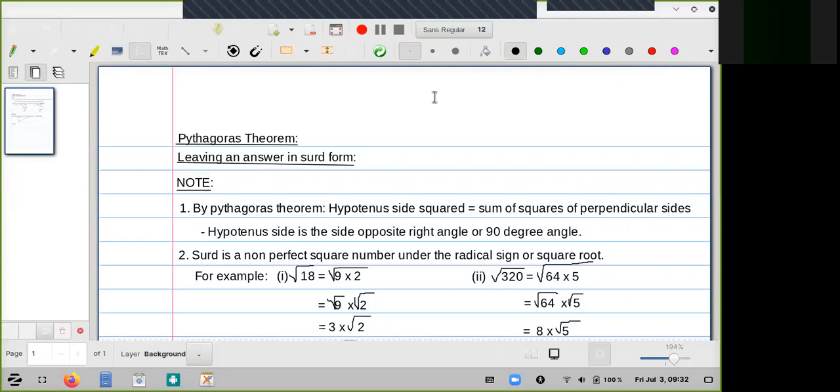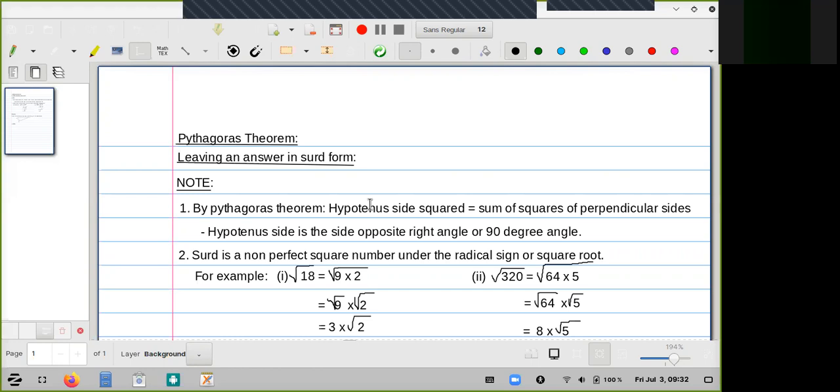However, the only change here that I did is to make use of the hypotenuse side, right? Then the hypotenuse side, if you still remember, is the side which is opposite 90 degrees, and this side is the longest side in a right-angled triangle. It is opposite the right angle, and it is the longest side of a right-angled triangle.